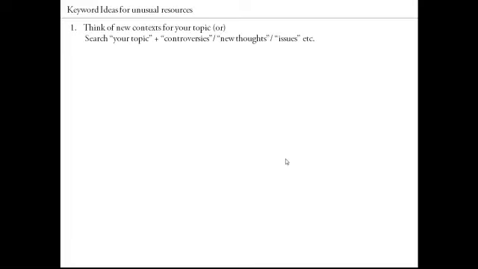So a few ideas for getting unusual resources. Think of new context for your topic. Like I knew gender and photography is an unusual search combination because of a few papers I'd read before. So that's why I use search phrases like gender and photography. So the search combination gave me these results. But if you don't have a context of key phrases that you already have in your mind, which you can combine with your topic, to get unusual resources, what you can then do is search for your topic plus controversies or the phrase new thoughts or issues, and that will yield a lot of unusual results.